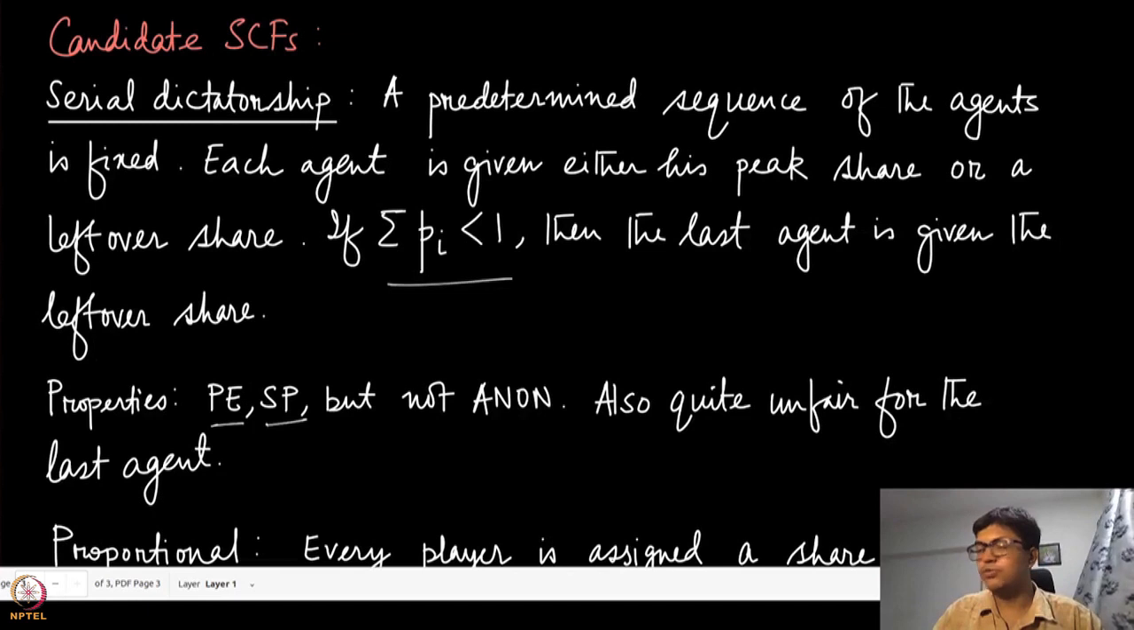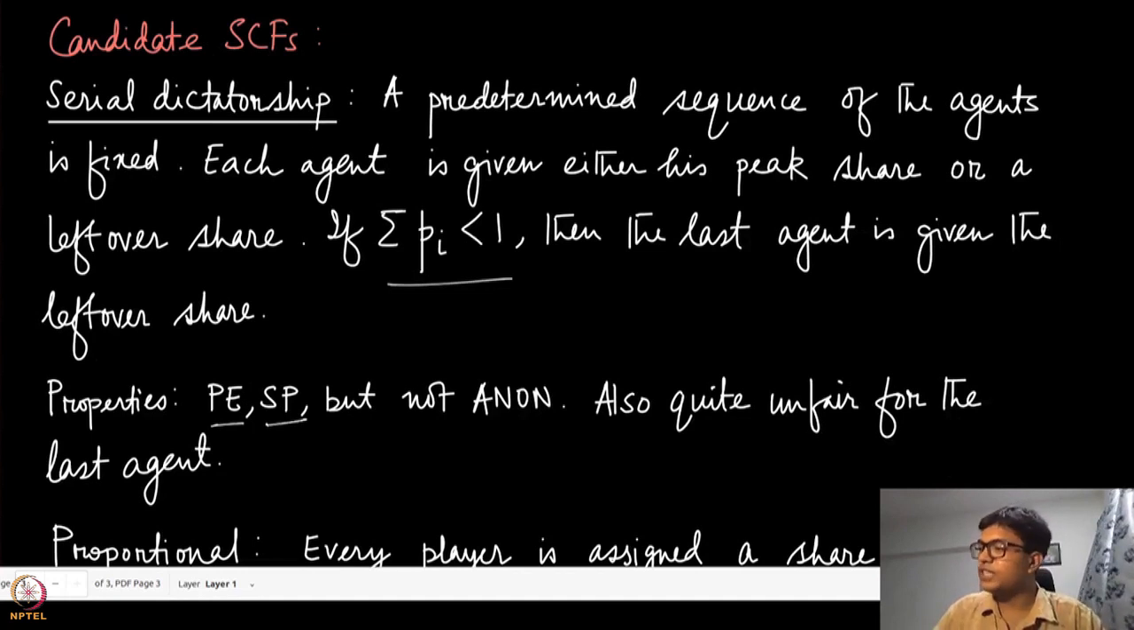It is strategy proof because none of these agents have any reason to misreport their peaks. If they come in the beginning of the sequence, they will get their most favorite share. If they come after the share is over, or only the leftover task is pending, then they don't have any choice. They cannot change it by misreporting. So the best response for each of these agents is to report their peaks truthfully.